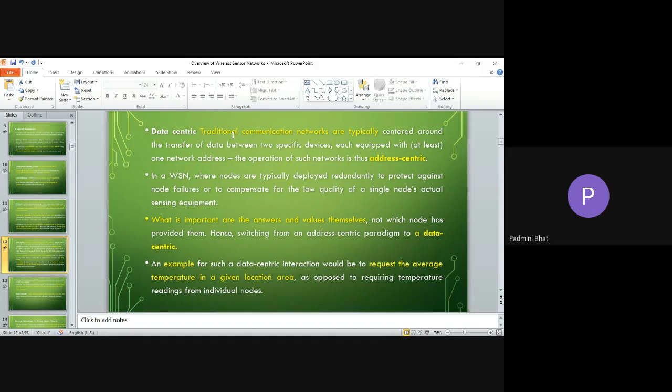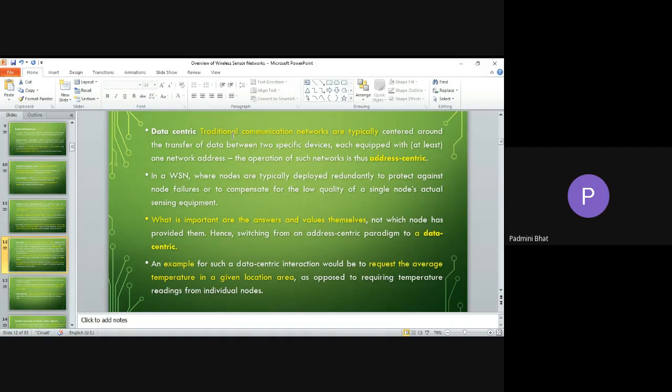But in a WSN, nodes are typically deployed redundantly to protect against node failures or to compensate for the low quality of a single node's actual sensing equipment. Here what is important is which node has provided assistance when another had a fault. Hence, switching from an address centric paradigm to a data centric one.